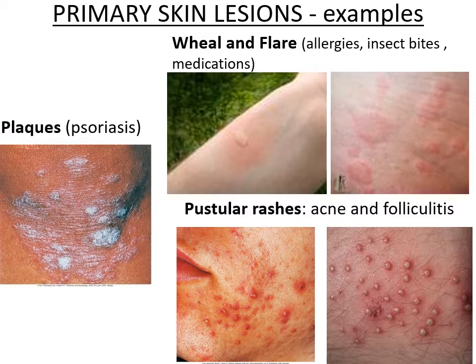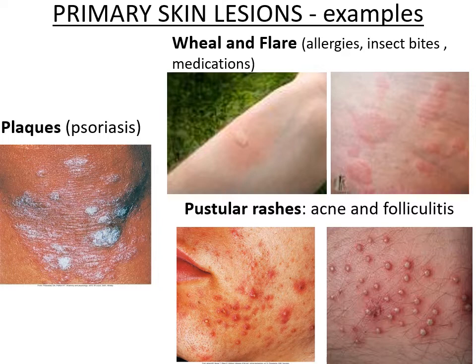A wheal and flare is typically an allergic reaction. So you can see this raised central area, which is typically white, with redness around it. That's what we call wheal and flare. From allergies, insect bites, sometimes medications.